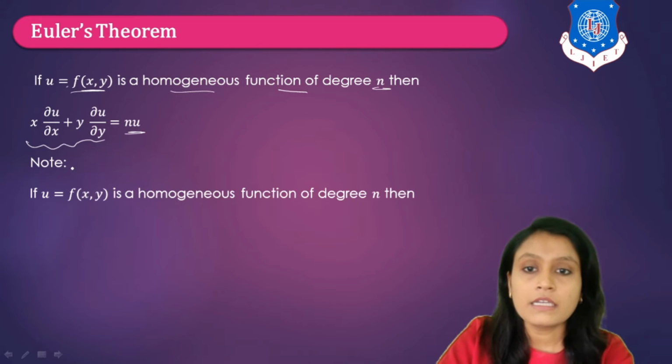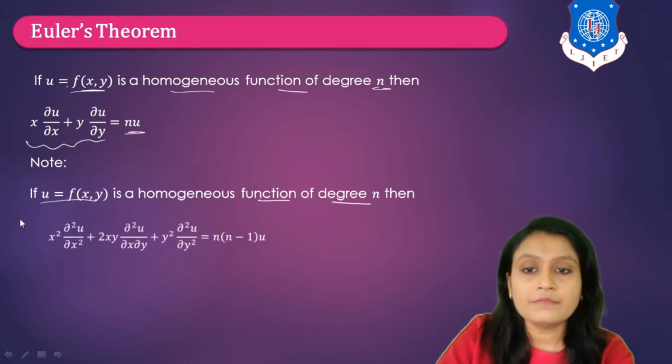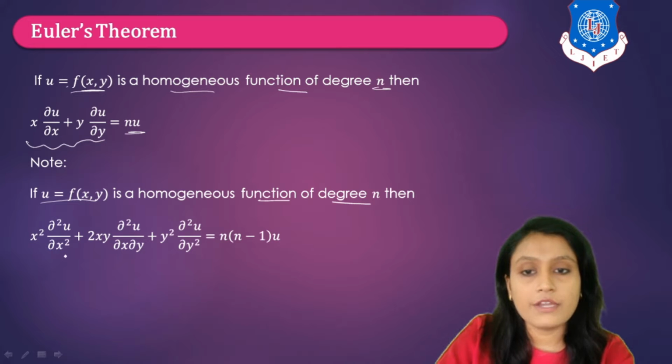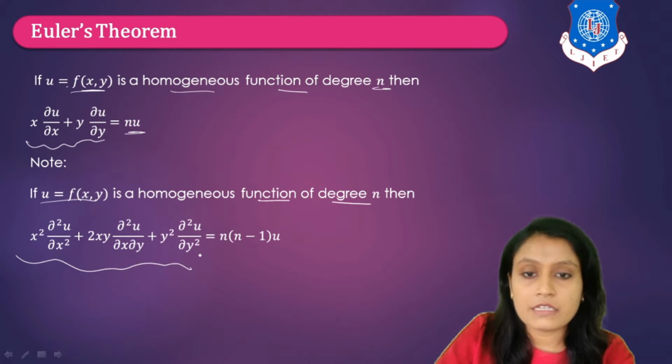if this u is a homogeneous function of degree n. Correct? Now again, if u is a function of x, y and it is a homogeneous function of degree n, then x² ∂²u/∂x² + 2xy ∂²u/∂x∂y + y² ∂²u/∂y² = n(n − 1)u. So whenever we have to find this term, we will apply the formula n(n − 1)u, but the condition is u must be a homogeneous function of degree n.